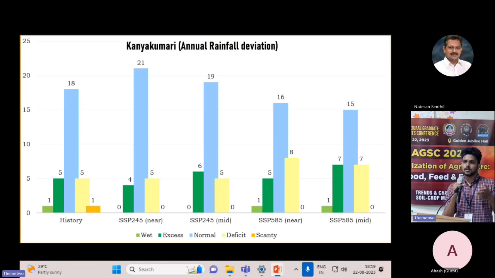Obviously, I told that when the temperature increases, the rainfall will increase. The amount of rainfall received increases, but the normal rainfall received decreases. While analyzing the future, the deficit years keep increasing in the near century and mid century in both the low emission scenario and the high emission scenario. The rainfall is reducing, but the deficit rainfall years are increasing. Next.